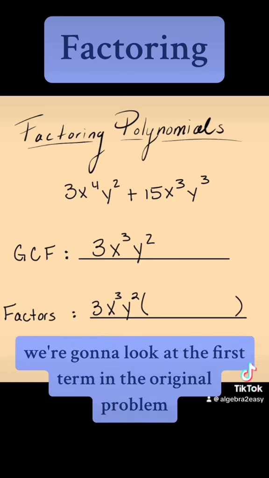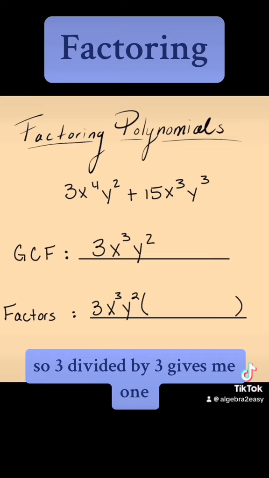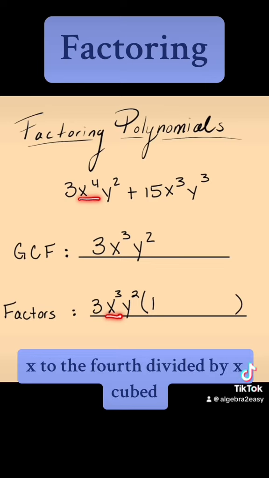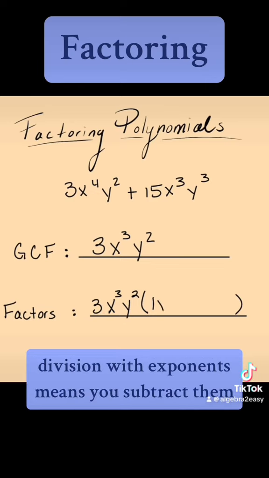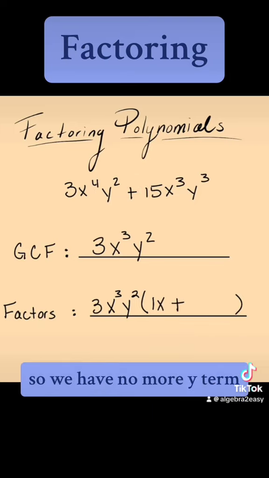We're going to look at the first term in the original problem, 3x to the fourth y squared. So 3 divided by 3 gives me 1. So like I said, factoring is dividing. X to the fourth divided by x cubed. Division with exponents means you subtract them, so 4 minus 3 is 1. And then y squared divided by y squared simplifies to just 0, so we have no more y term.